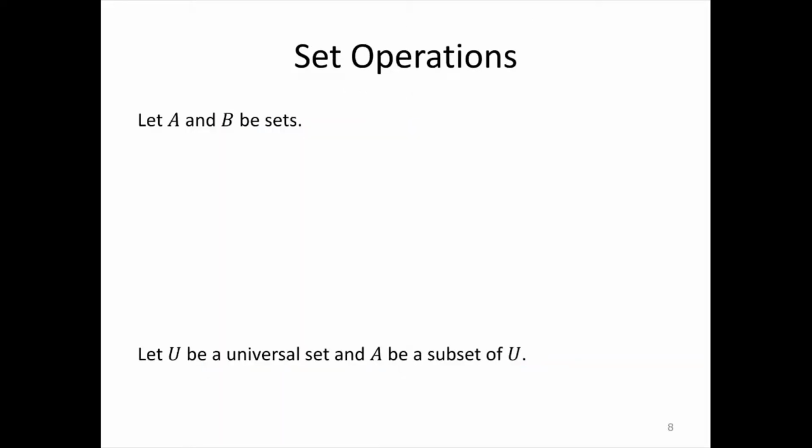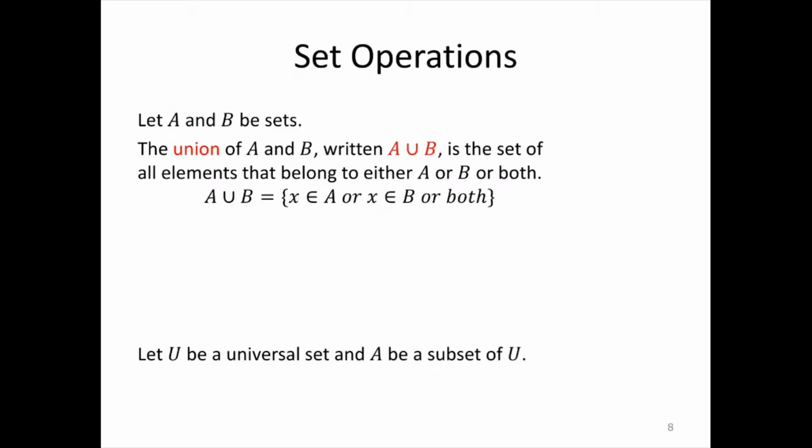Okay, so let's see operations of sets. If we have two sets, the first operation is what we call union, and the notation is this one. That is the set of all elements that belong to either A or B or both. Or if we use the set-builder notation, it looks like that. And here we have the Venn diagram. So the element is either in A or in B or in both A and B.